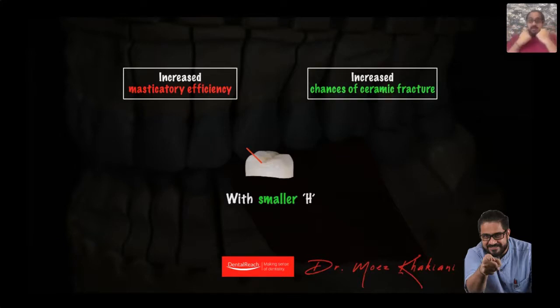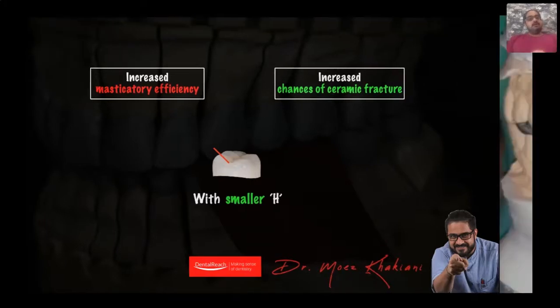Now remember, when we sit and adjust occlusion, we only check static. Unfortunately, we do not always check dynamic mandibular movements, and that is where porcelain fractures at the back. That is how important H value is. Setting the horizontal condylar guidance on the articulator is a very important step towards a successful reconstruction. And that's where a semi-adjustable articulator comes in.